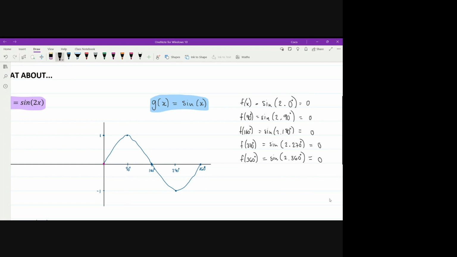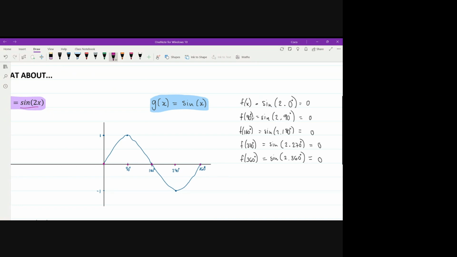Which is kind of weird. Okay, so that means that this new graph at 90 degrees is at 0. At 180 is also at 0. At 270 is also at 0. And at 360 is also at 0. Now, this is problematic, right? In that this is still the graph of sine, right? We should still be getting a graph.